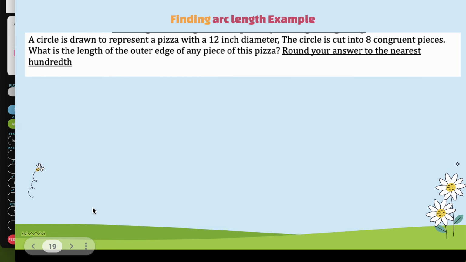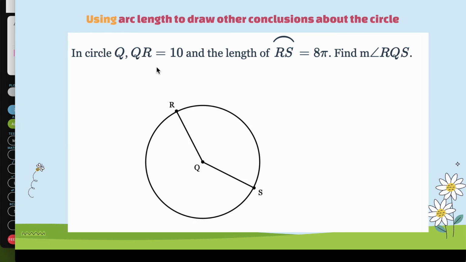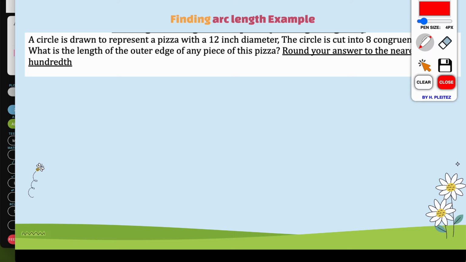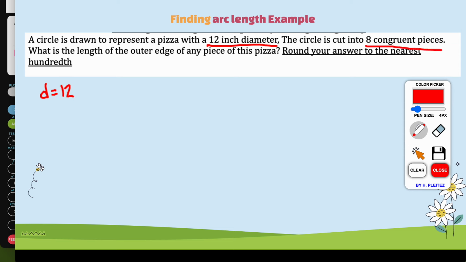All right, next example. We don't have a picture for this one, so you guys already know we're going to have to draw it. It says a circle is drawn to represent a pizza with a 12-inch diameter, so D equals 12. And the circle is cut into 8 congruent pieces. What is the length of the outer edge of any piece of this pizza?